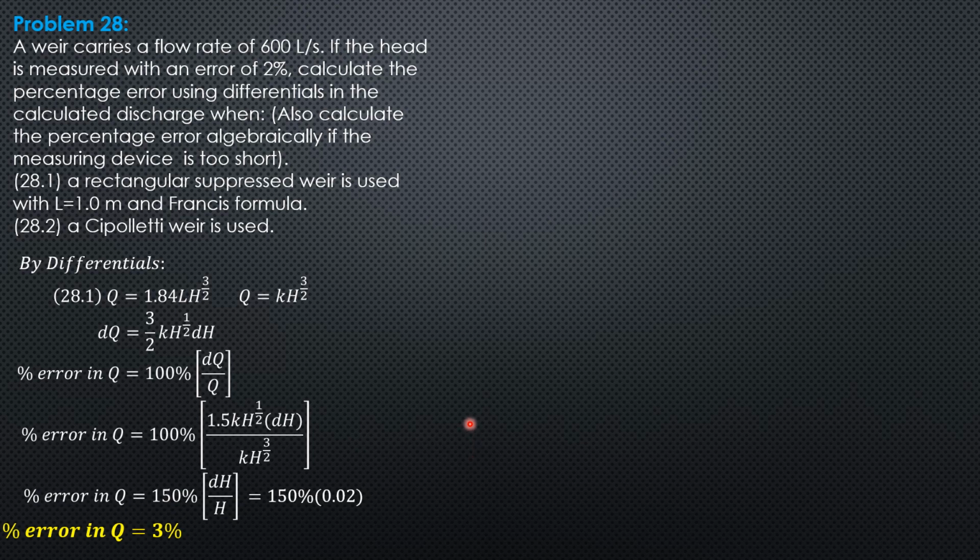Then algebraically, since this is the formula and the measuring device is too short, so we have to add the error. So the final discharge with head adjusted is, we just replace H by 1.02 of H, minus the original discharge, which is K H to the 3 halves, divided by original discharge. So Q is K H to the 3 halves.